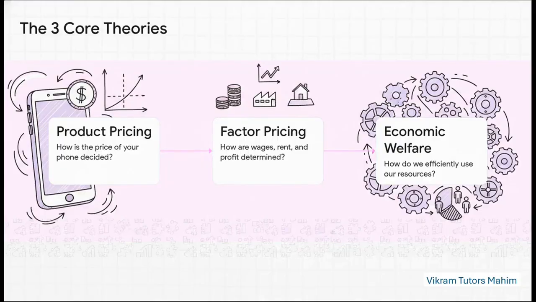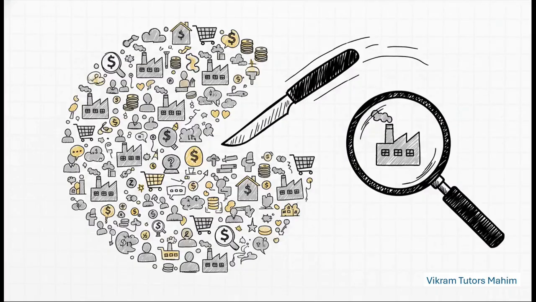Well, it pretty much boils down to three main things. First, it helps us understand product pricing. So why does your phone cost what it does? That's a classic micro question. Second, it explains something called factor pricing. This is all about your income. How are wages set? Where does rent come from? How is profit determined? And third, it deals with economic welfare, which is really just a fancy way of asking, how can we use all the stuff we have in the most efficient way to make everyone as happy as possible?